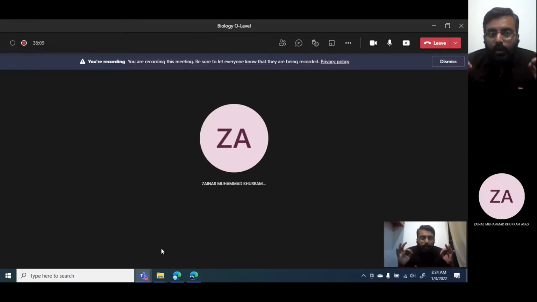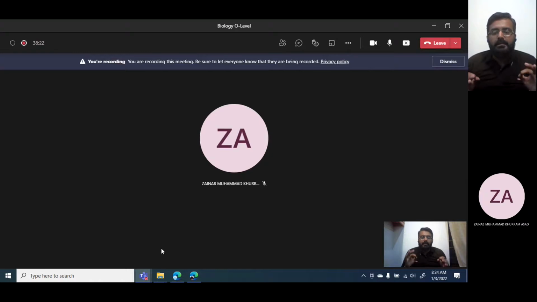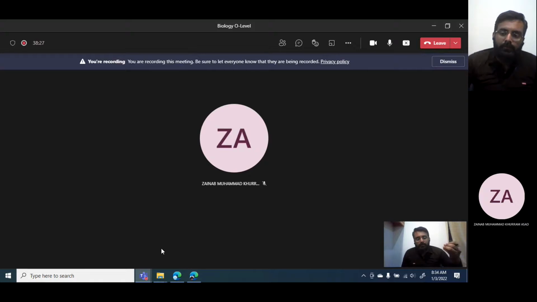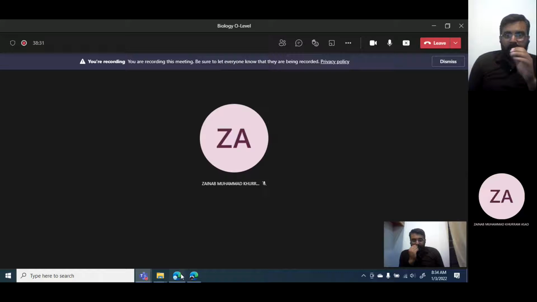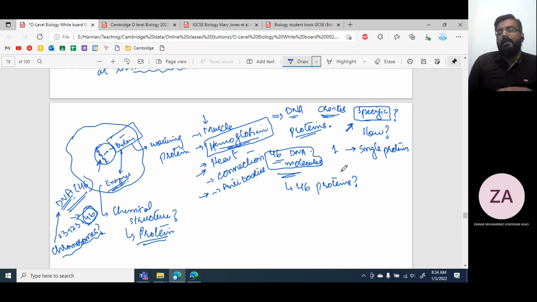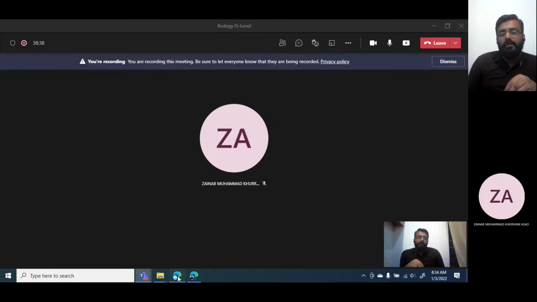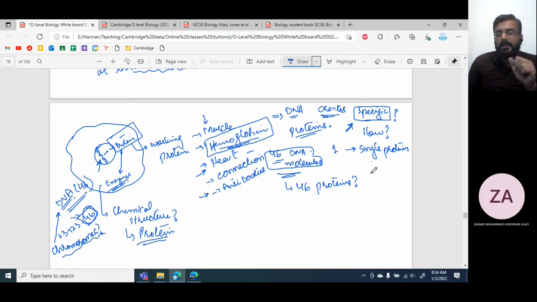Even if you examine only the antibodies, the variety of antibodies in our body, these are more than 46. If you examine the characters in our body, these are 1,000 times more than the figure of 46. And if a single DNA synthesizes a single protein, then it would not fulfill our demand of proteins. It means there must be something else.